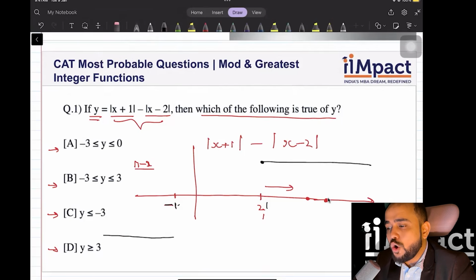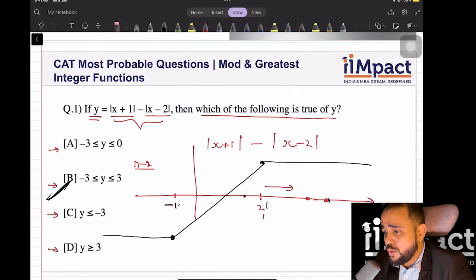Between these two, because you are taking differences of the distances, any point that you take, the value will be between minus 3 and 3. This is the least difference that you can achieve, and this is the highest difference you can achieve. So the graph will look something like this. And again, this is a very common expression, so we should be familiar that the graph for this will look something like this. So what is the answer for this? y ranges from minus 3 to 3. That would be option B.